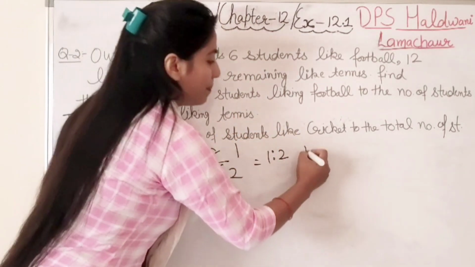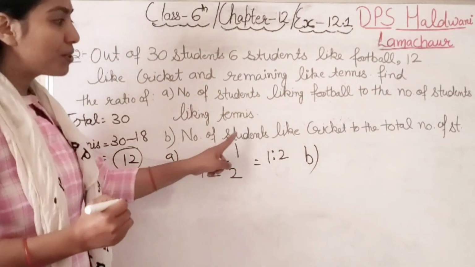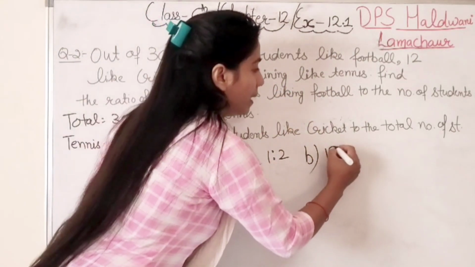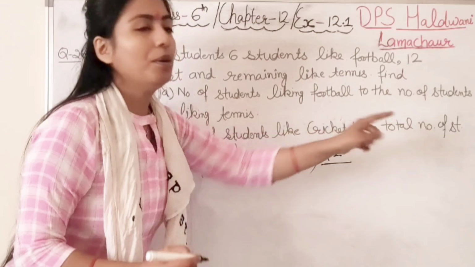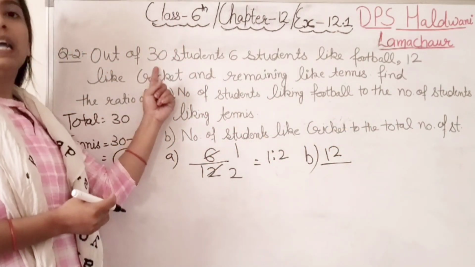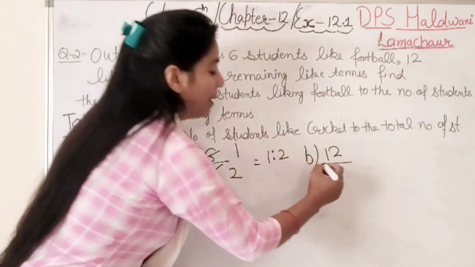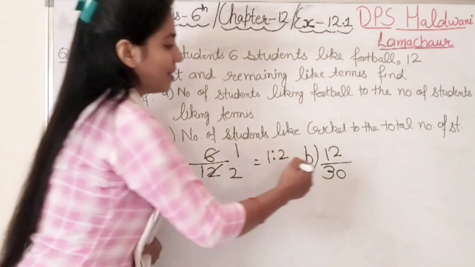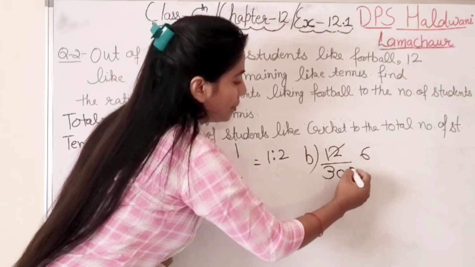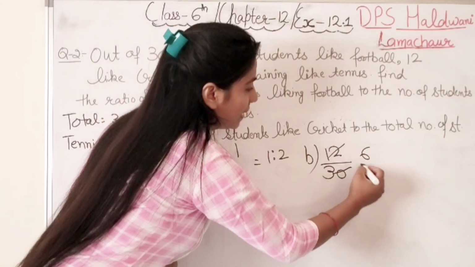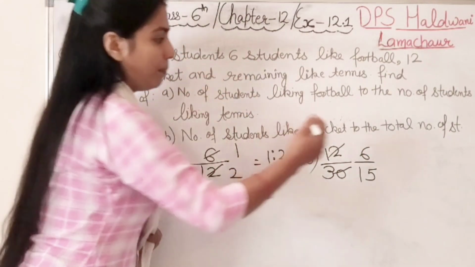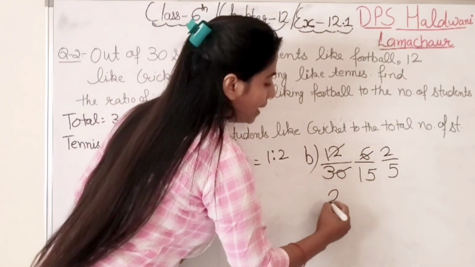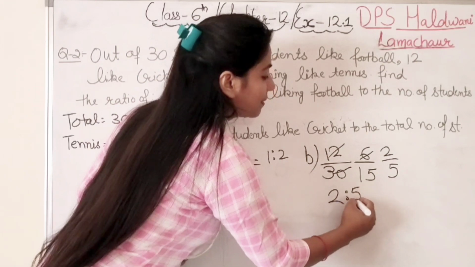Right? Now part B, the number of students who like cricket, 12, to the total number of students, and the total number of students mentioned is 30, so it would be 12 upon 30. Now convert into lowest term. So 2 sixes are 12, 2 ones are 2, 2 fives are 10. Now it will go in the table of 3: 3 twos are 6, 3 fives are 15. So the ratio will be 2:5.